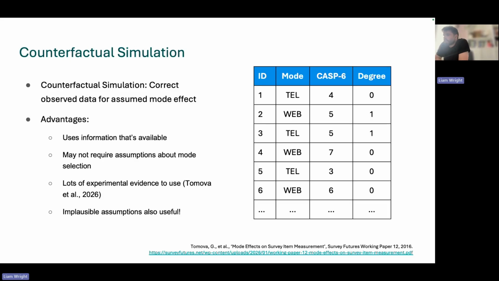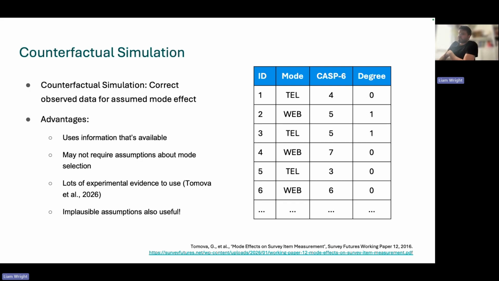So on screen, I've got a table which shows 6 rows of data. And this is a mixed mode survey. There's a column for mode, where people responded via telephone or web. There's data on CASP-6, the quality of life, and degree, which is a binary variable. Now we assume that because it's a sensitive question, your quality of life, people in the telephone mode might have reported higher quality of life than is actually the case in practice.